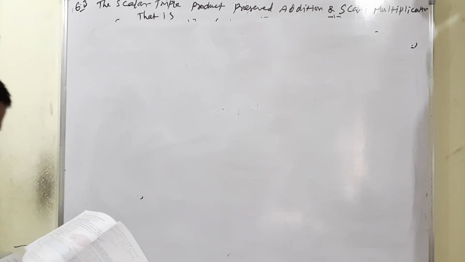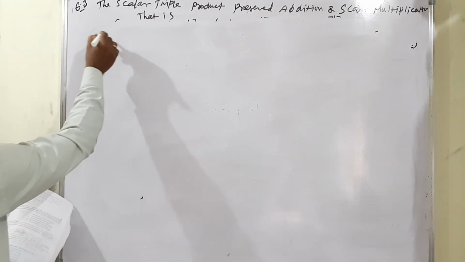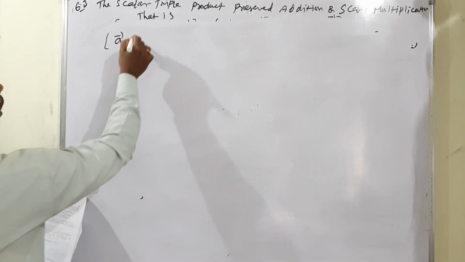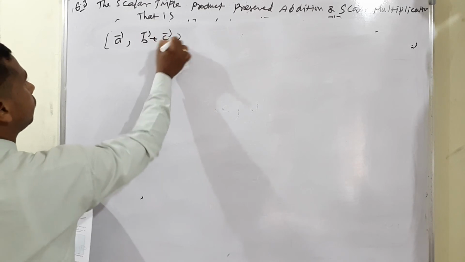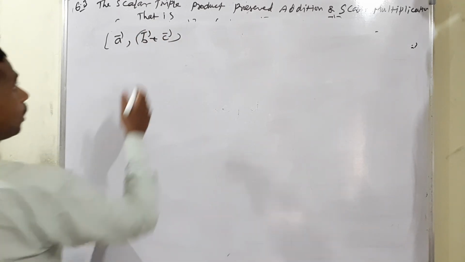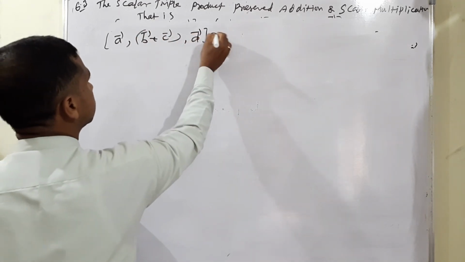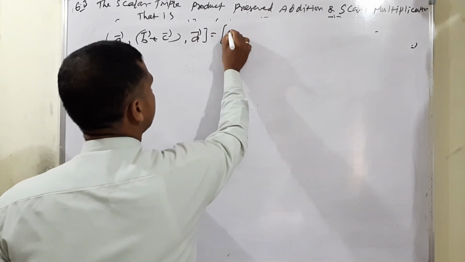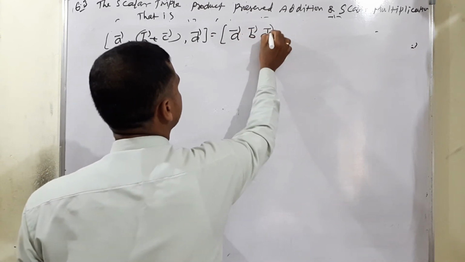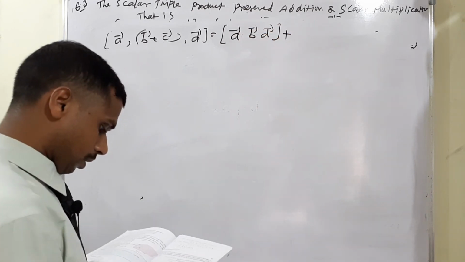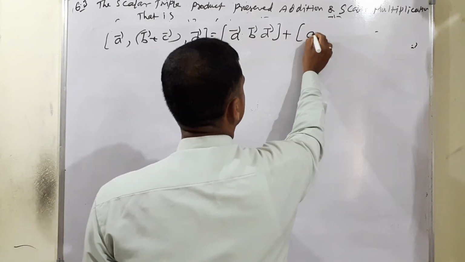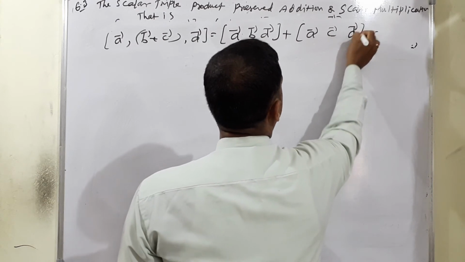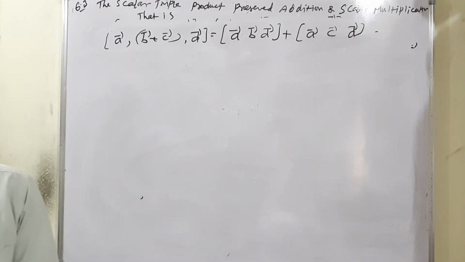So the third one: the scalar triple product of vector A, vector B plus vector C, vector D is equal to [A B D] plus [A C D]. First, the same concept, scalar triple product.